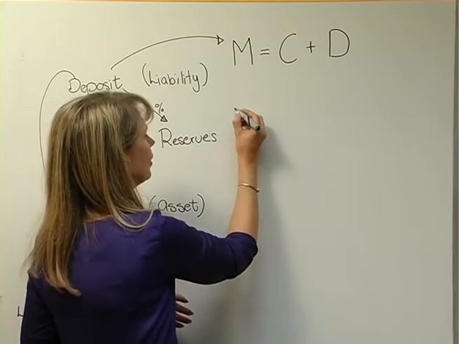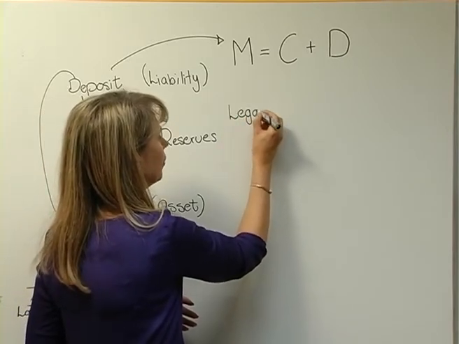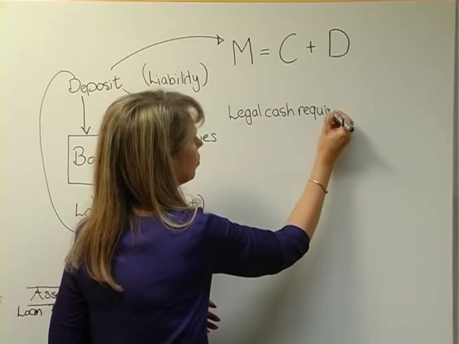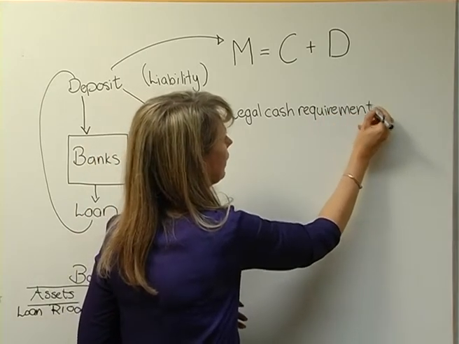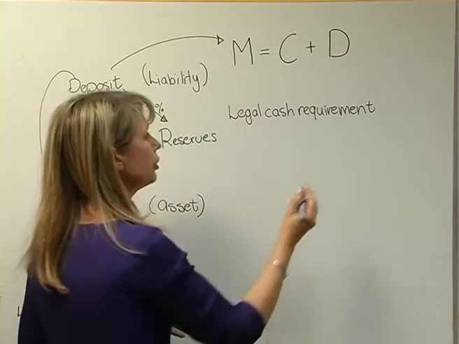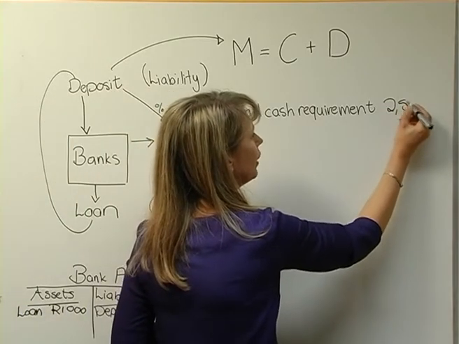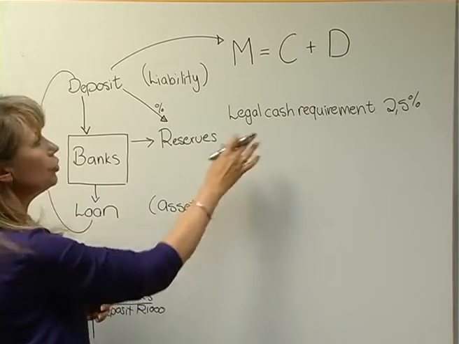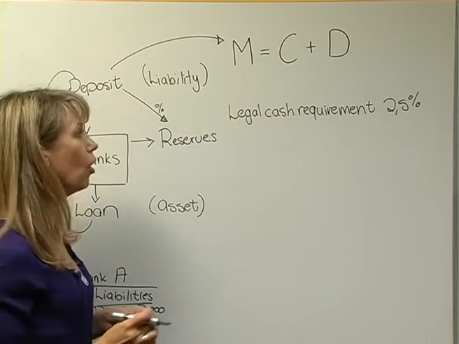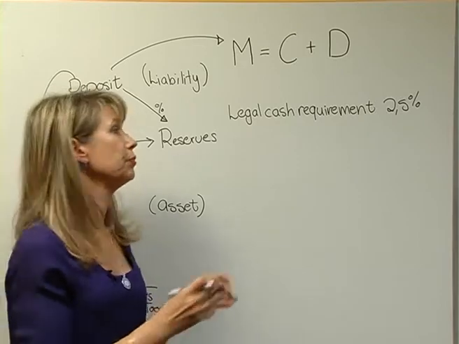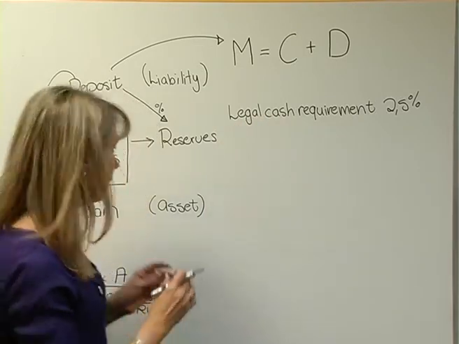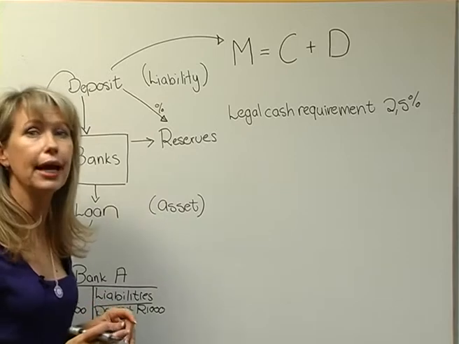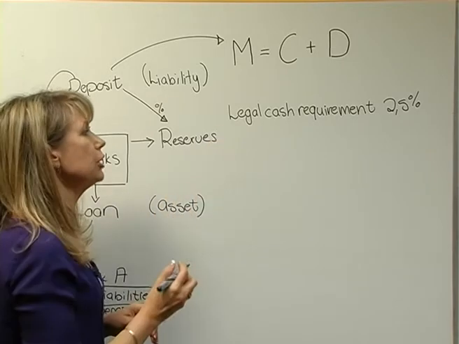The first reason is that there is a legal cash requirement. And currently in South Africa, that legal cash requirement that banks have to hold is 2.5%. And they have to hold that cash with the Reserve Bank. So 2.5% of all deposits that they hold has to be kept with the Reserve Bank in the form of cash. So if they don't have the cash available, they can't give out a loan because that loan is going to create a deposit.